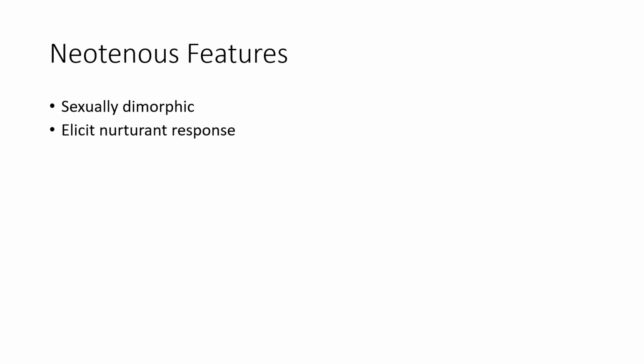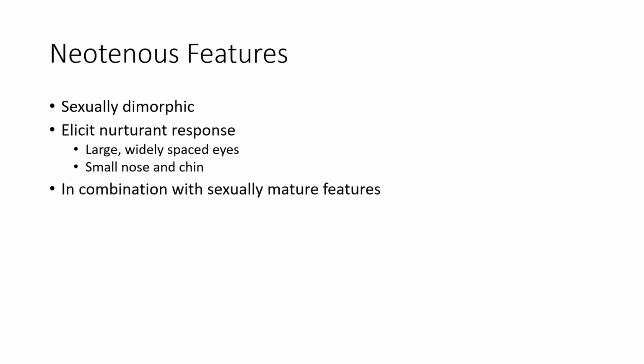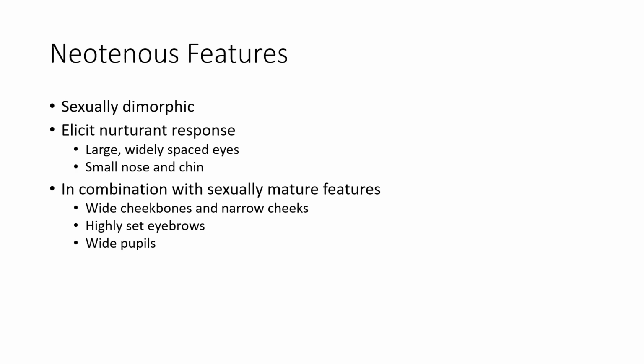So first, there's a few that seem to elicit more of a nurturant response, more youthful features. They would include large, widely spaced eyes, small nose and small chin. These are those more youthful features that tend to be rated as being more attractive when females have these features. They are particularly rated well when they're in combination with other features that indicate sexual maturity. These would include wide cheekbones, narrow cheeks, highly set eyebrows, so more raised and shaped eyebrows, wider pupils, a large smile.